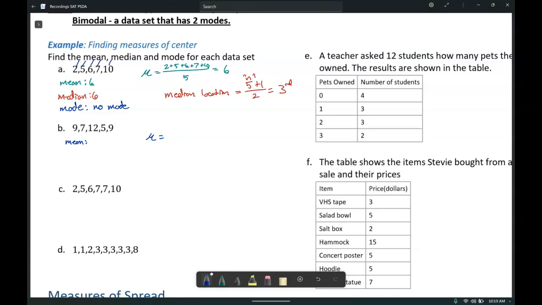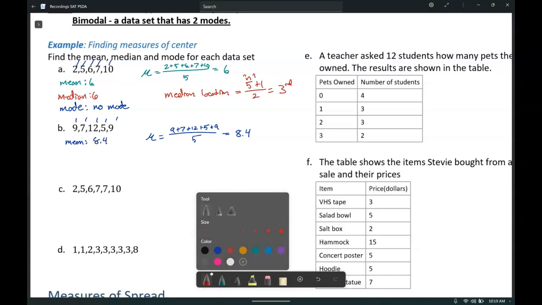And we've got 9 plus 7 plus 12 plus 5 plus 9. And we have 1, 2, 3, 4, 5 data points again, and we get a mean of 8.4. So we have a mean of 8.4. Now let's look at median.